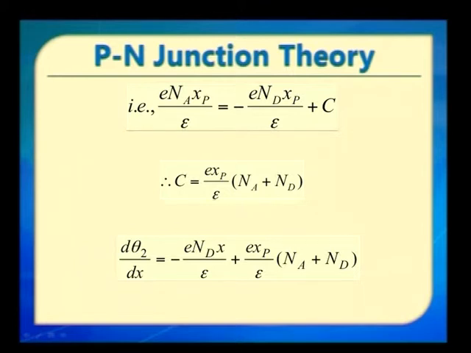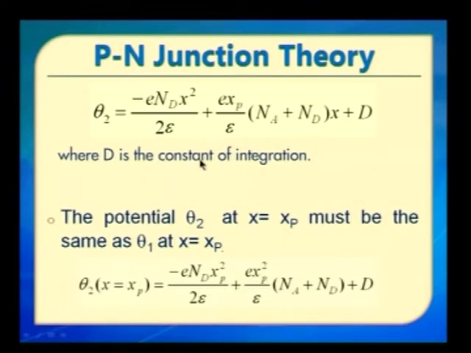Okay. You have got Na here, Nd here. So, your C is found to be having this value. Okay. Now, d theta 2 by dx can be rewritten as minus E into Nd into x by epsilon plus E into xp by epsilon into Na plus Nd. Na is the number of acceptor atoms, Nd is the number of donor atoms.